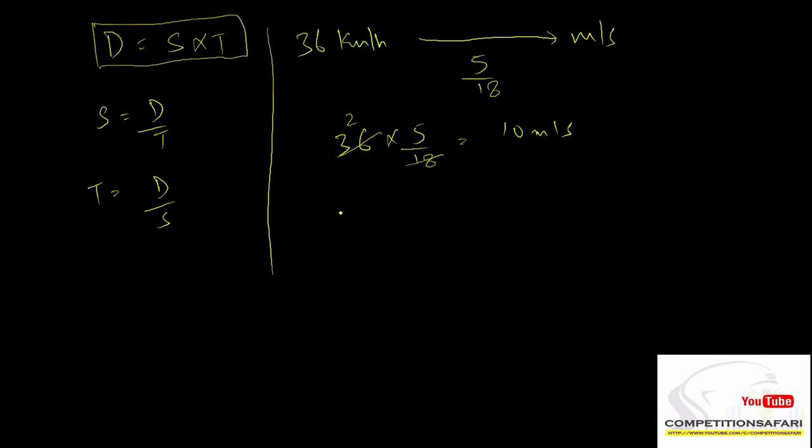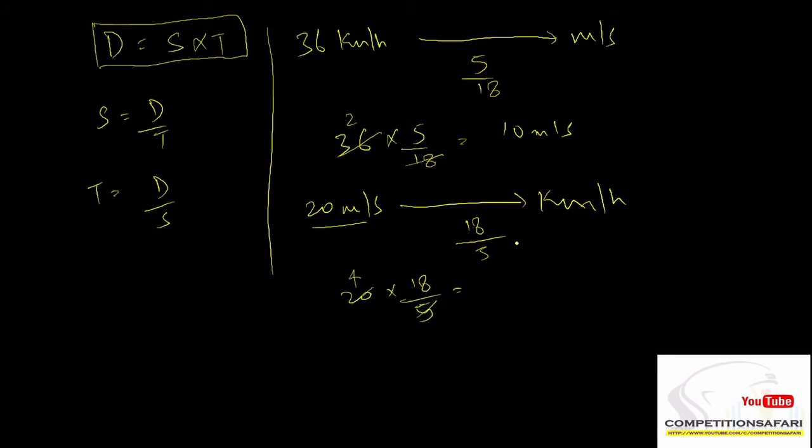And if you're given a value like 20 meter per second, and you need to convert it to kilometers per hour, you will have to multiply that quantity with 18 by 5. So in this case it will be 20 into 18 by 5, which gives you 72 kilometers per hour. So this is just a very basic overview of time, speed and distance.